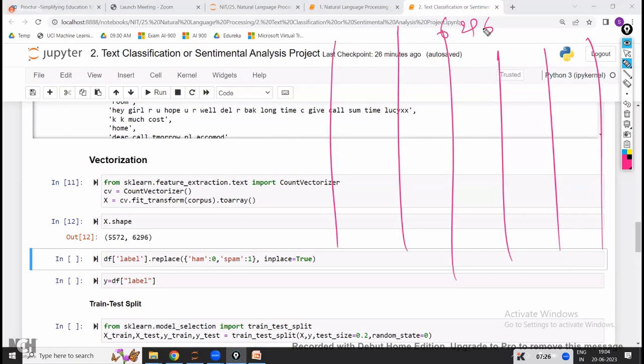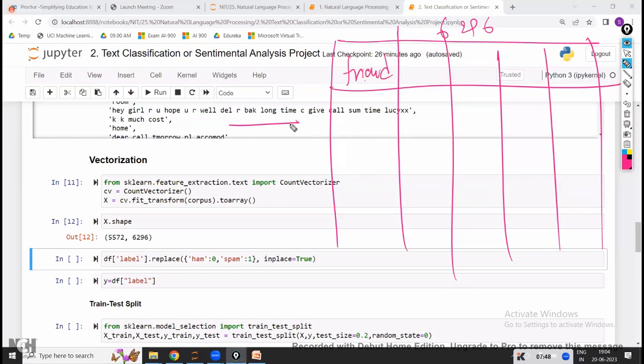Got the point? 6,296 words it has created. Now, for the first sentence, which words are there in this sentence? It is going to take the count for them. If a word is not available, 0. If the word is repeated, it calculates how many times it is repeated. For example, assume the word friend. In the first mail, the friend word is there, 1. In the second sentence, the friend word is there, 1. In the third sentence, the friend word was repeated 2 times. In the fourth sentence, 3 times.